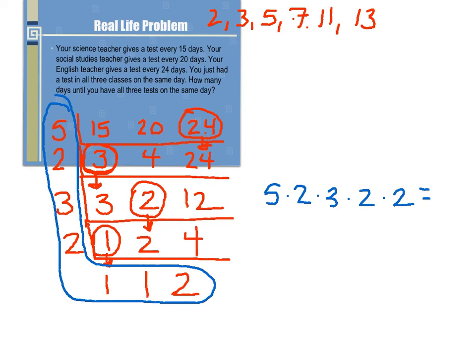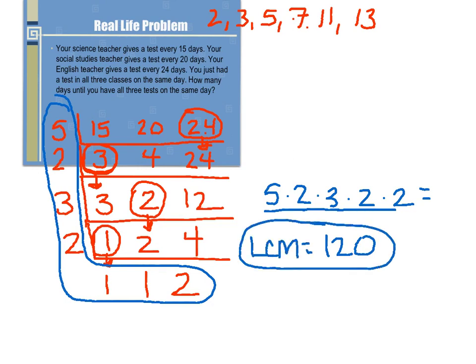So multiplying those out, 5 times 2 is 10, times 3 is 30. 30 times 2 is 60, and 60 times 2 is 120. So therefore my LCM is 120, which means in 120 more days I'll have 3 tests on the same day. So that's how you use the ladder method and the LCM to attack a problem like this one with the tests. And again, the process that I use is a little bit tricky. So again, rewind it, go back, redo the problem again with me until you understand how it works.